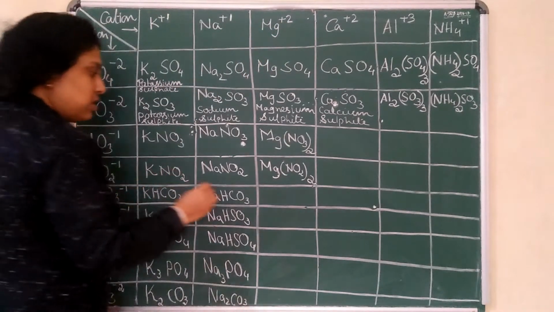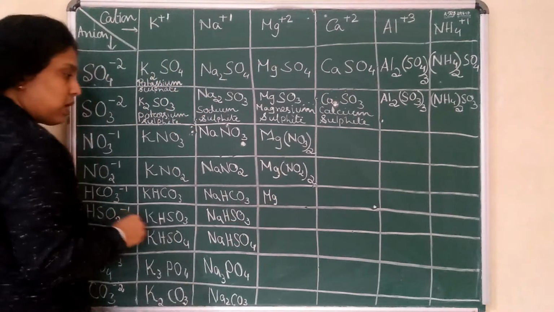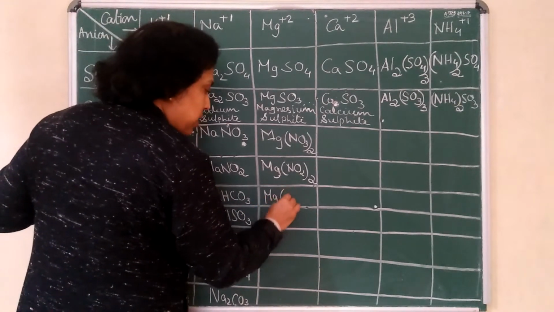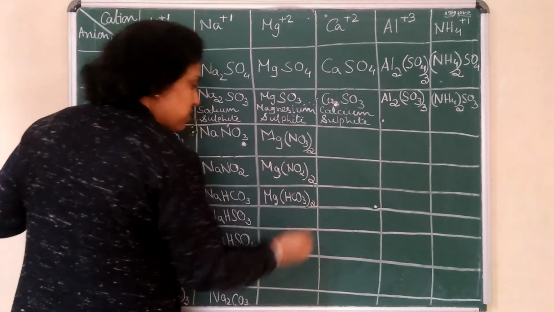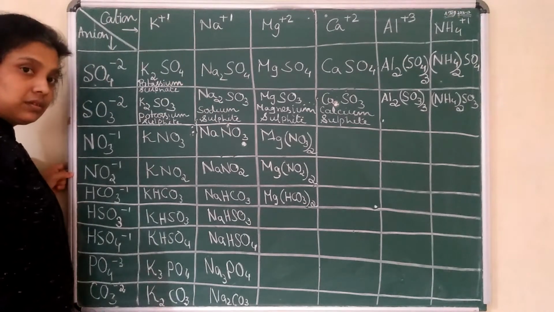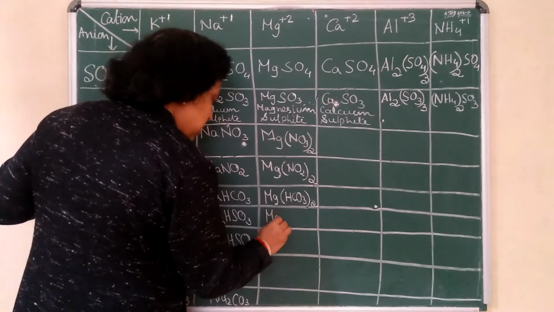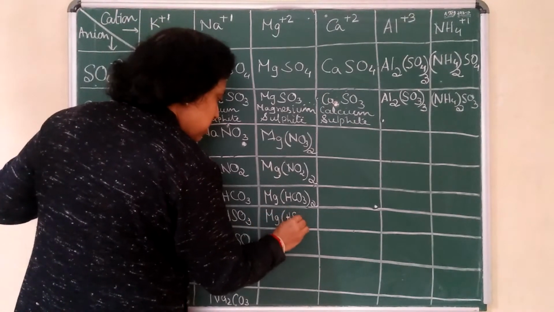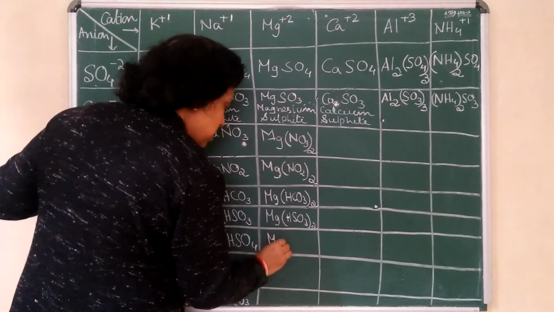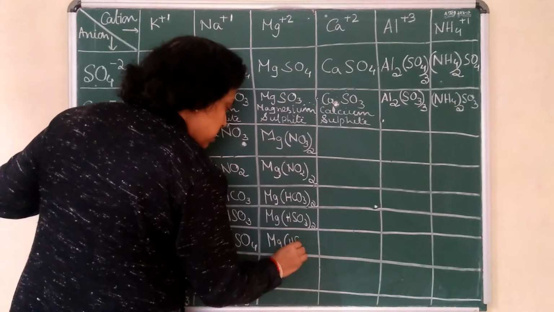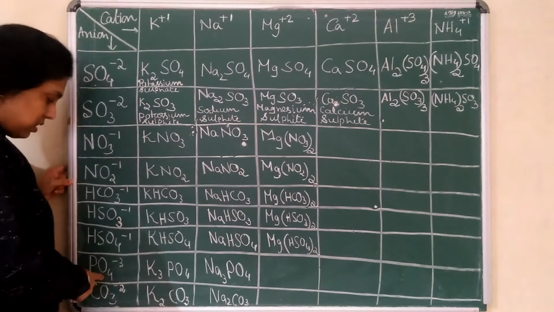Then bicarbonate is 1 and this one is 2. So with Mg, 1 no need to write, but HCO3 in bracket you have to write, because after that Mg's valency will be written. Then Mg(HSO3)2, Mg(HSO4)2. Then phosphate.